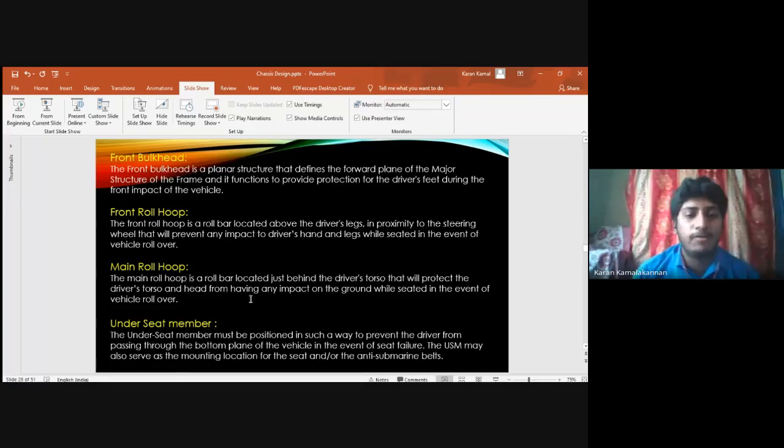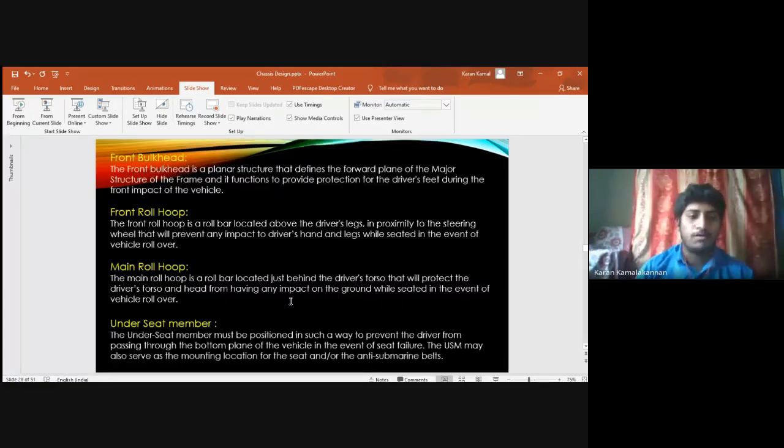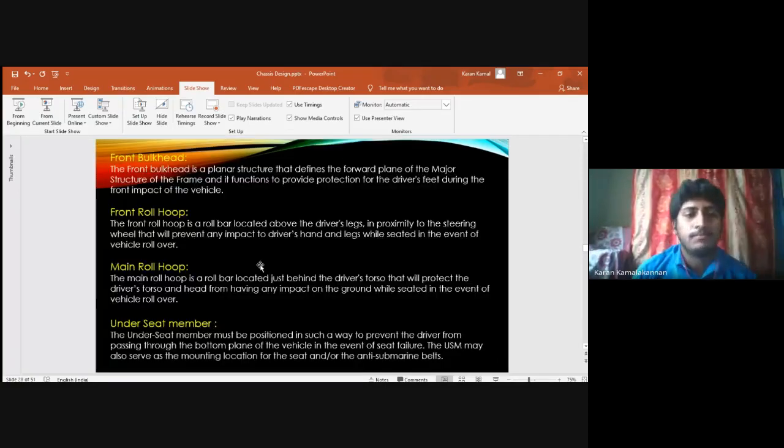We also have under seat members, which must be positioned in such a way as to prevent the driver from passing through the bottom plane. It is a straight member right on the bottom of the cockpit. If the seat fails, the driver should not come out of the vehicle through the bottom plane. So you must have a member to protect the driver from going down during a failure. These are some of the terms we have discussed in frame nomenclature.